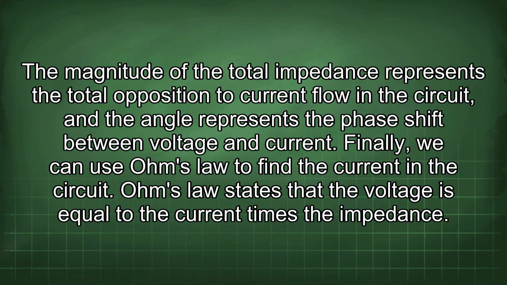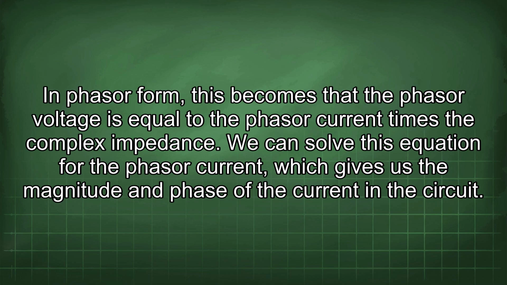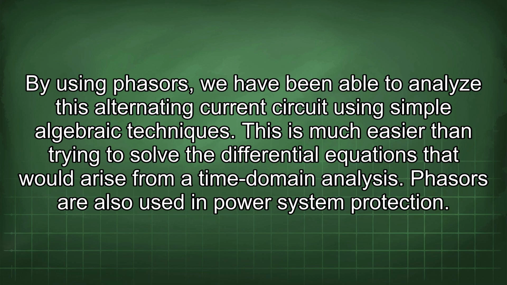Finally, we can use Ohm's law to find the current in the circuit. Ohm's law states that the voltage is equal to the current times the impedance. In phasor form, this becomes that the phasor voltage is equal to the phasor current times the complex impedance. We can solve this equation for the phasor current, which gives us the magnitude and phase of the current in the circuit. By using phasors, we have been able to analyze this alternating current circuit using simple algebraic techniques. This is much easier than trying to solve the differential equations that would arise from a time domain analysis.